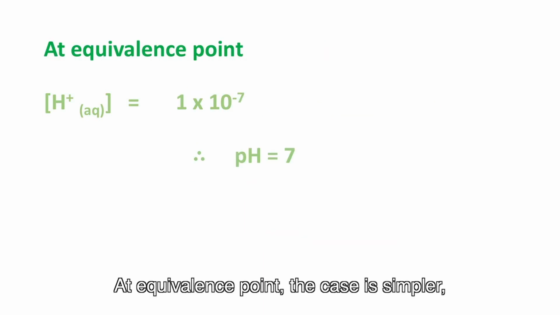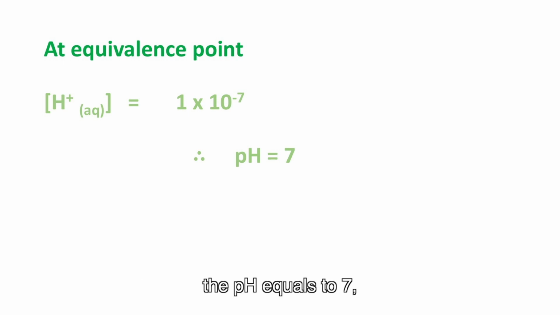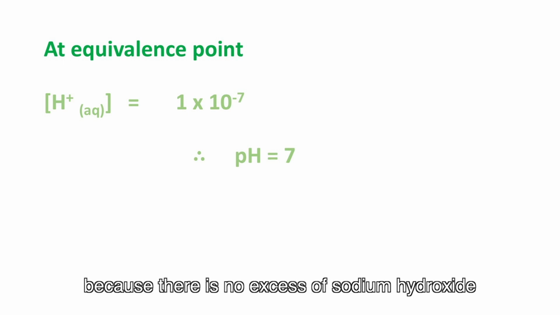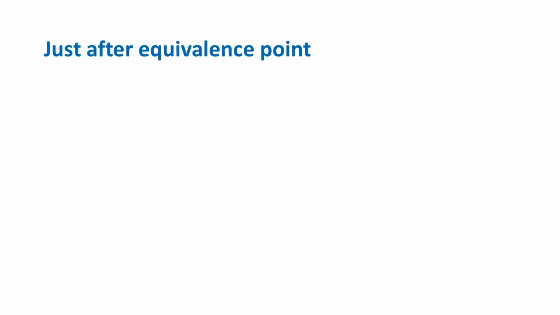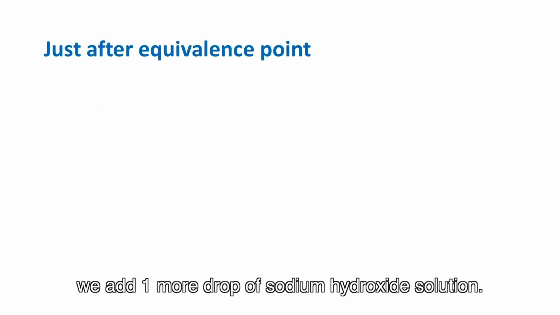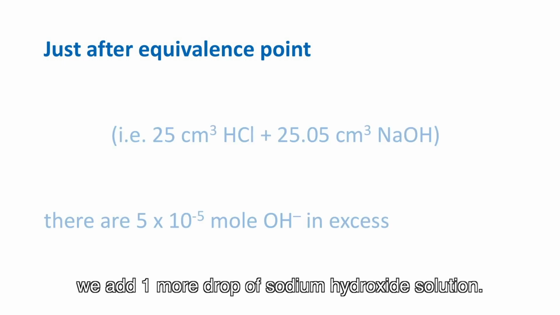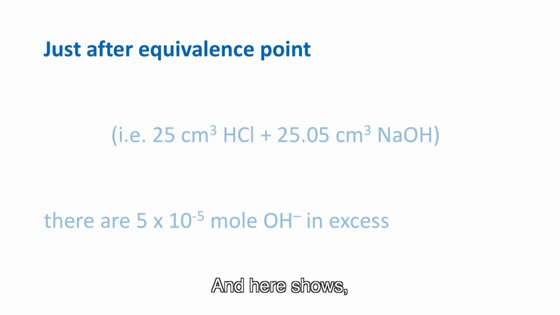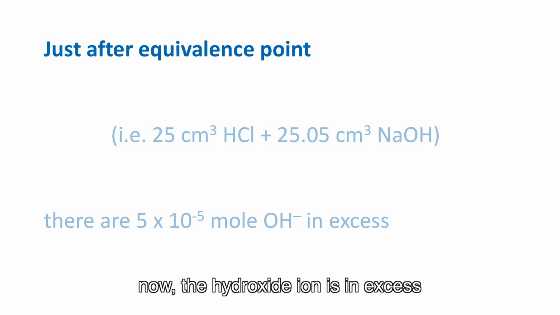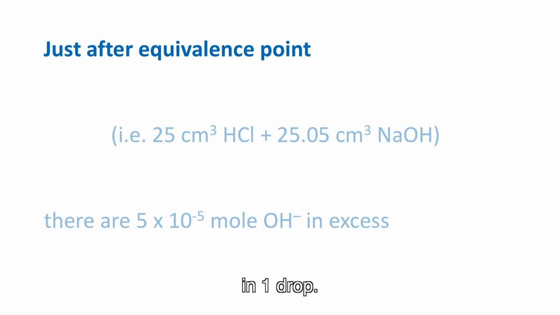At the equivalent point, the case is simpler. The pH equals 7 because there is no excess of sodium hydroxide or hydrochloric acid. After the equivalent point, we add 1 more drop of sodium hydroxide solution. And here it shows that now the hydroxide ion is in excess in 1 drop.